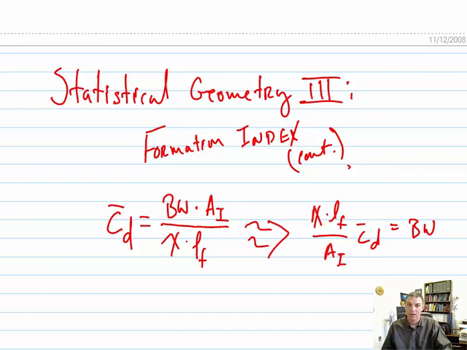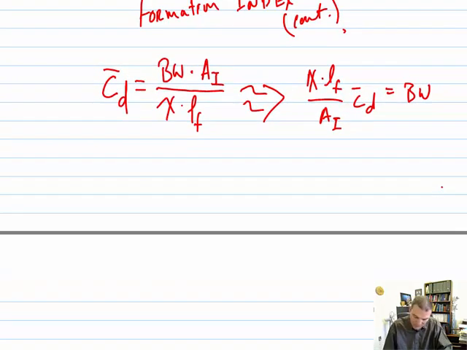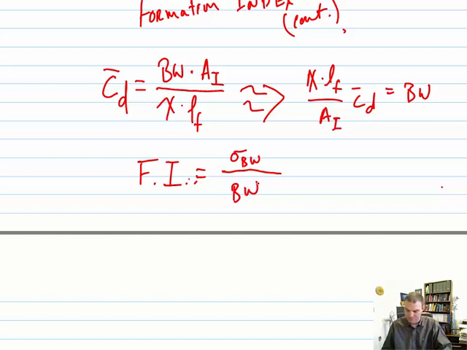Now, to characterize formation, the simplest way to characterize formation is with the formation index. And the formation index that we can use, and I'll just abbreviate formation index as FI, we're going to use it as the standard deviation of the basis weight divided by the basis weight itself.